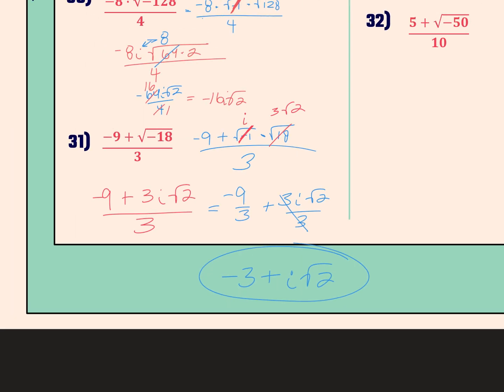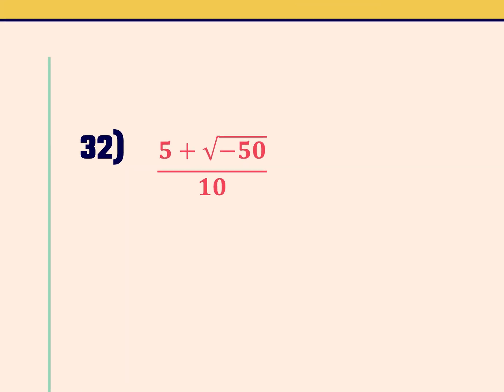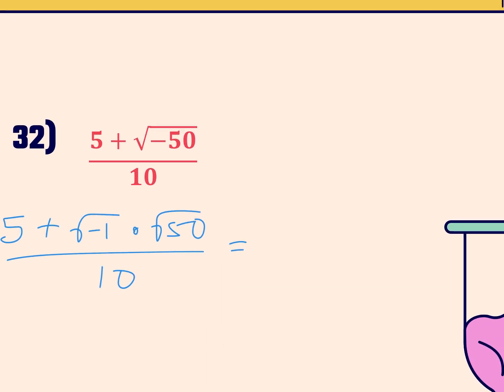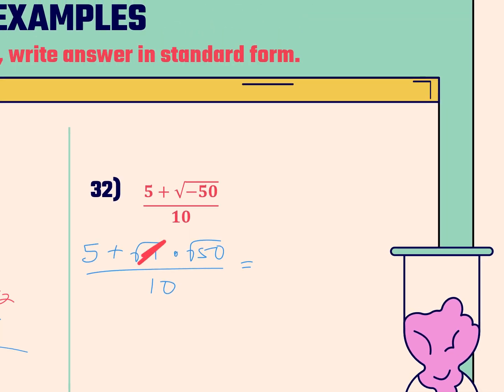Very important you guys see that. All right, let's do 32. Get the same kind of problem. It's a plus sign, right? So I'm going to rewrite this as 5 plus the square root of negative 1 times the square root of 50 over 10. So as we simplify, what is the square root of negative 1?